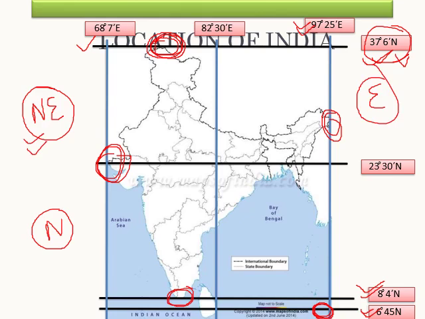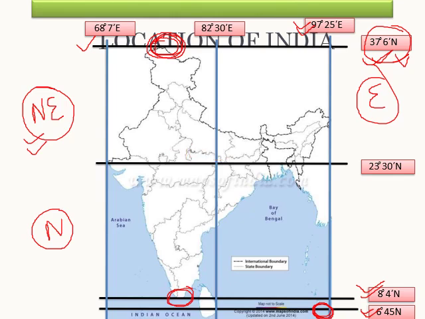Now as you can see, this line which is passing through the center of India is known as the Tropic of Cancer. This line is known as what? Tropic of Cancer, and this line passes through 8 states of India. You need to remember all the 8 states from which it passes.